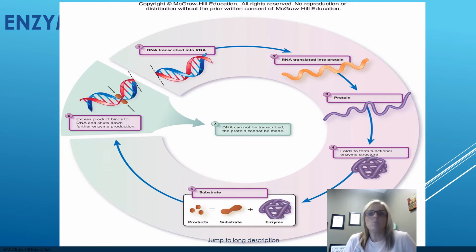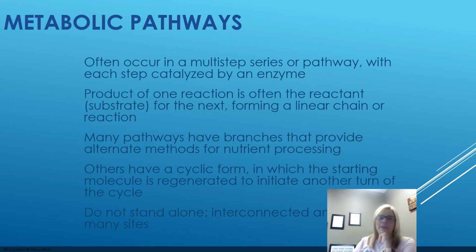So here are steps 1 through 5. The enzyme is synthesized, made continuously until it's inhibited. Excess product is going to react with a site on DNA that regulates the enzyme synthesis and stops enzyme production. So it's feeding back to the gene instead of the enzyme. That's the main difference here. So metabolic pathways, I've already said, are multi-step.